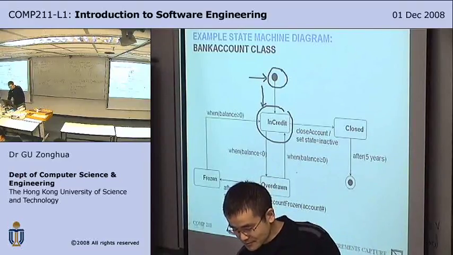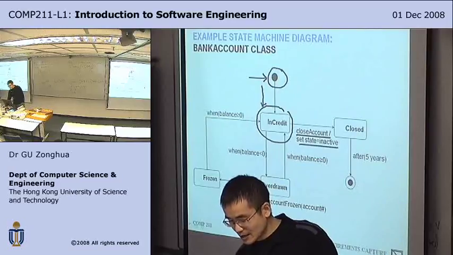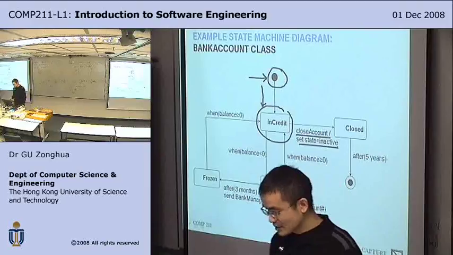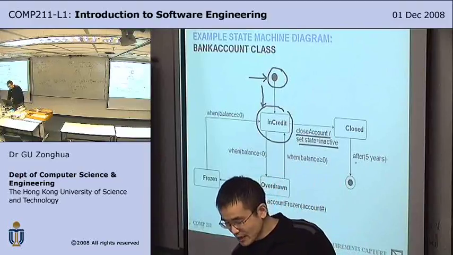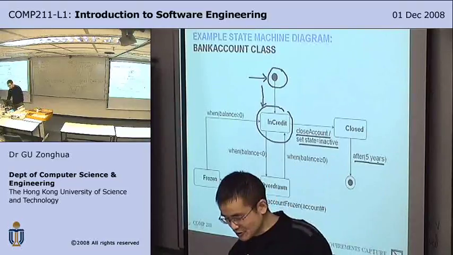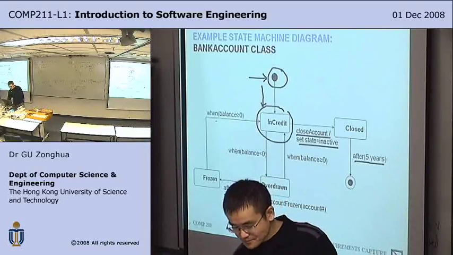And you have events and actions. So say if you're in credit, you get a closed account event, then you do this action: set state equals inactive. State should be an attribute in the class, and go to the closed state. And then after 5 years, this is another event, you should go to the final state. It means that the object is destructed.